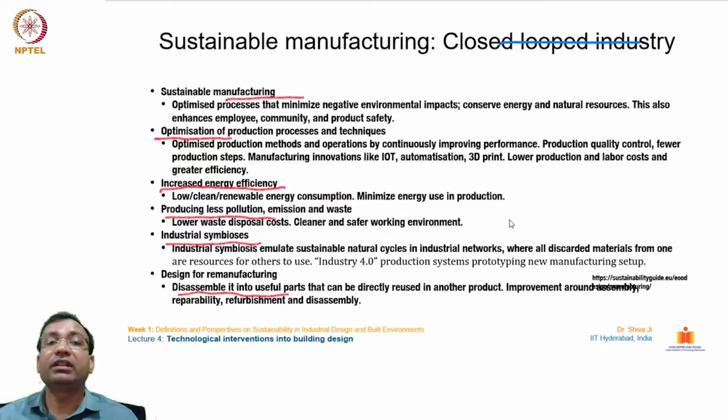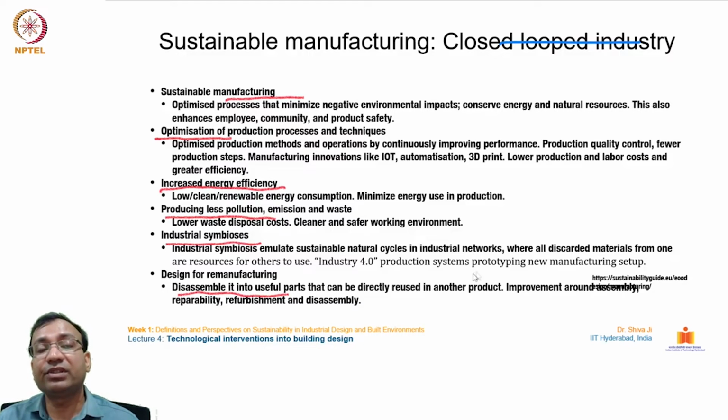So one of the SDG targets is to maintain the health and well-being of the community. How this point can help in that SDG is very interesting to see over here. Further, industrial symbiosis emulates sustainable natural cycles in industrial networks, where all discarded materials from one industry become a resource for the others to use. Industry 4.0 production systems, prototyping new manufacturing setups.